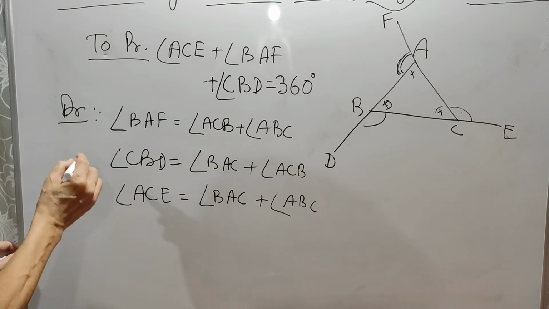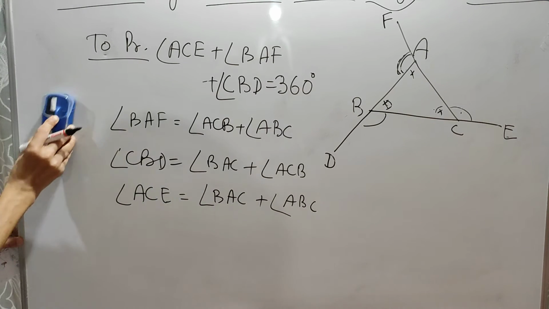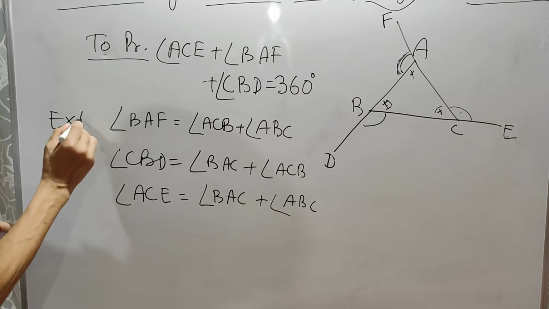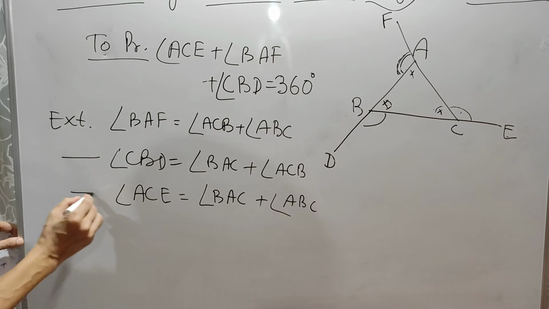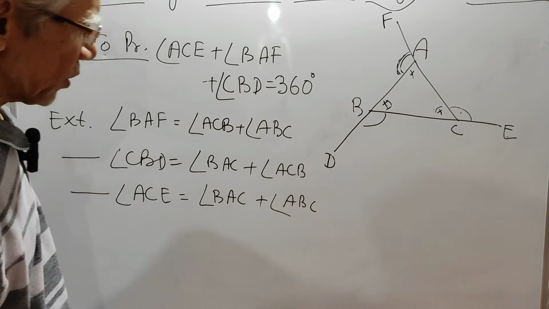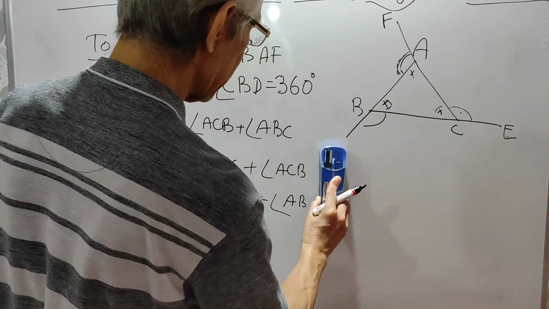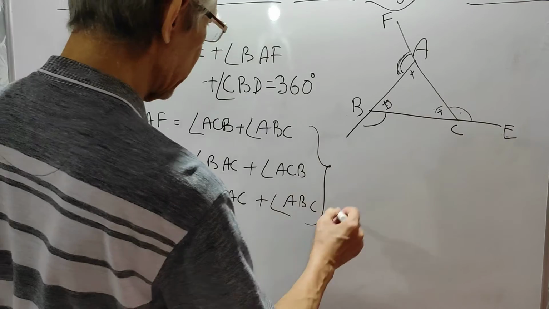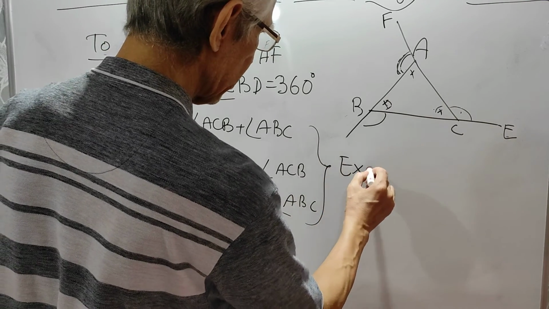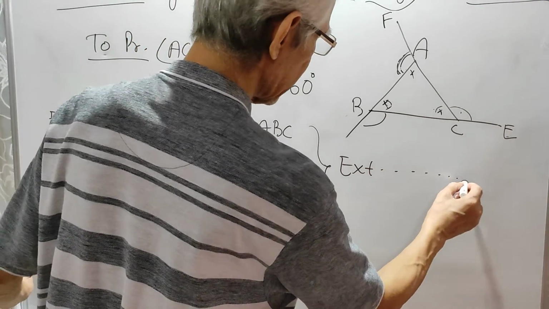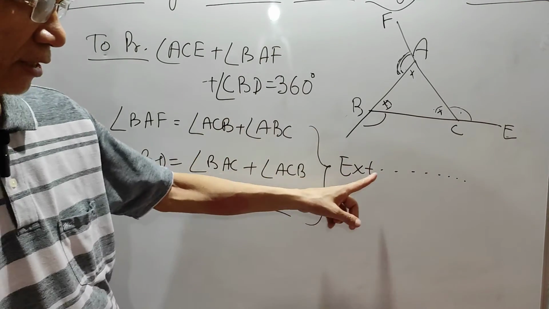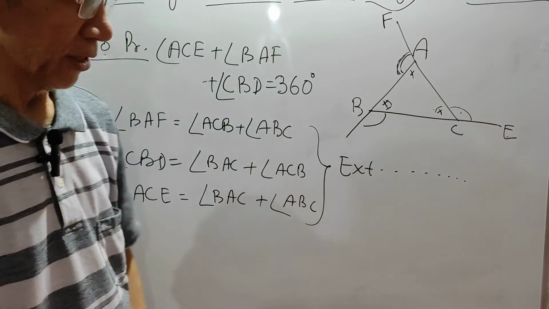All right. So when you write in exam, you have to write the external angle, and on this side you have to give the reason together. What reason? External angle is equal to the sum of the opposite internal angles. You can give the reason together. External angle equals the sum of two opposite internal angles.